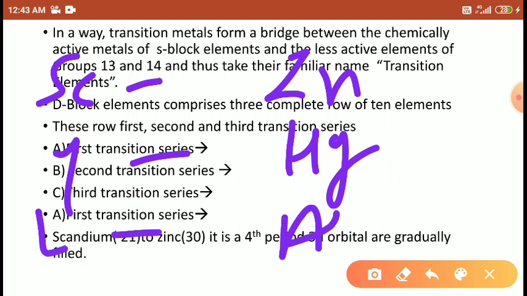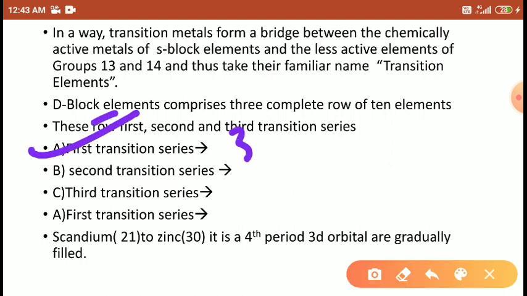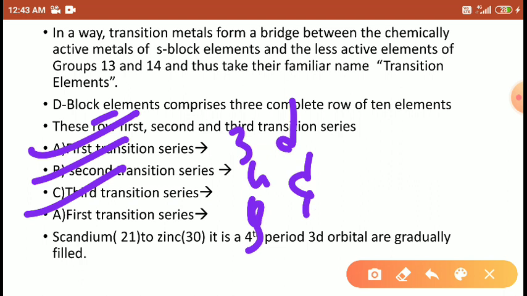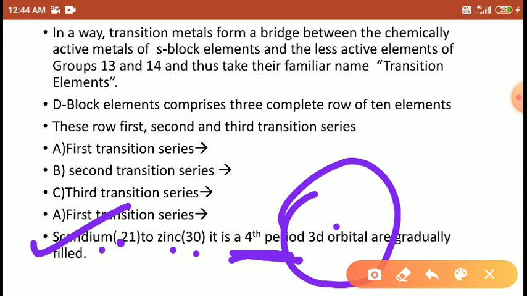And lanthanum to mercury, right students? So the first, second, and third row transition elements are classified as the first transition series, the 3d series, the second 4d series, the third 5d series, and the fourth 6d series, right? The first transition series, scandium to zinc, atomic number 21 to 30, is in the fourth period, and the d electrons are filled here.